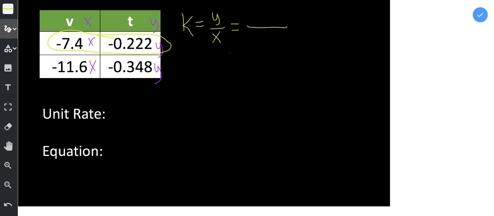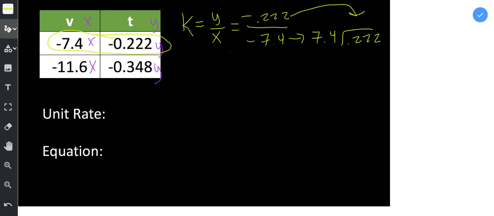In this point, the y value is negative 0.222, and then the x value is negative 7.4. The denominator goes on the outside, and the numerator goes on the inside. The number that I have to pay attention to is the number on the outside. If the number on the outside has a decimal in it, we have to get that decimal moved over.